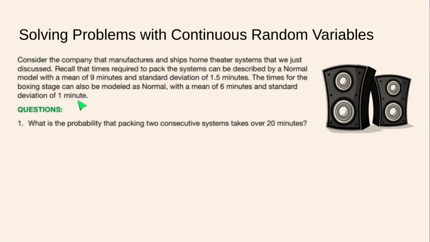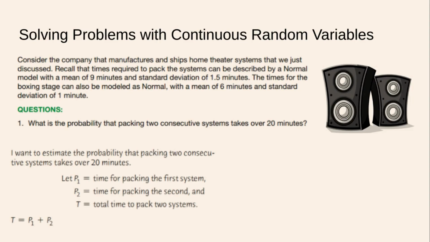Okay? So we have two parts of the process for these home theater systems. We have the packing stage and the boxing stage. And this is putting them in boxes, not putting them in a ring with boxing gloves, of course. What is the probability that packing two consecutive systems takes over 20 minutes? So we're talking about packing, not boxing, and taking over 20 minutes. So how do we do this? Well, here's how the textbook breaks it down.